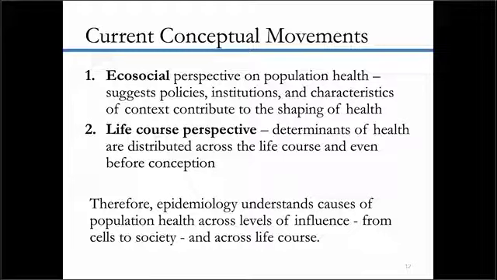And the life course perspective takes that one step further, where it says that these factors that shape our health are distributed throughout our entire life. So things that we're exposed to even before conception, that our mothers are exposed to, or our fathers are exposed to, or that we're exposed to while our mothers are pregnant and we're in utero, and all the way throughout our entire life, may impact health conditions and disease that we have today and that we may develop in the future. So epidemiology understands causes of population health across levels of influence, from cells to society and across our life course.